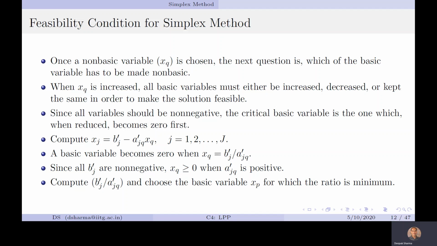So in this case, let us compute this particular ratio corresponding to the basic variables, and let us identify the basic solution, say P, which has the minimum ratio. Why? Because this minimum ratio says that this is the basic variable that will become 0 first among the set of basic variables.